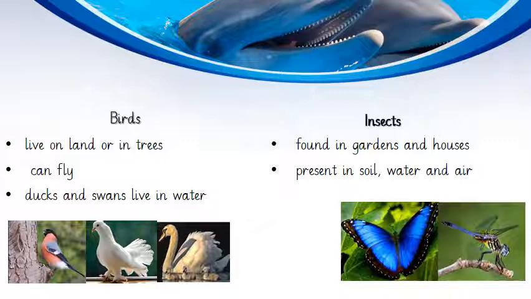Next are insects. Insects are found everywhere in the gardens, trees, and houses. They are also present in soil, in water, and in air as well. Most insects live in trees. Honeybees build beehives, ants build colonies in the soil. Some other examples of insects are mosquito, butterfly, ladybird, etc.